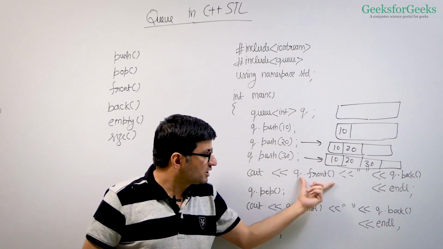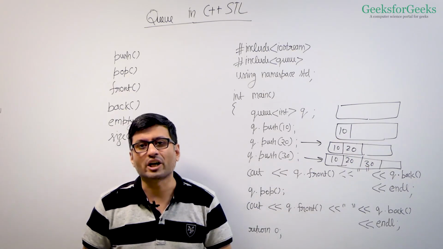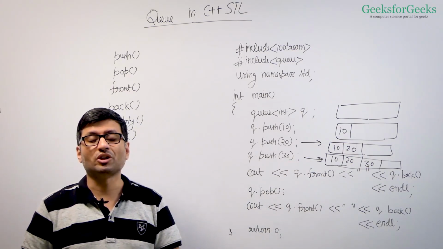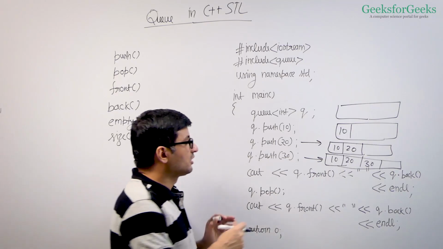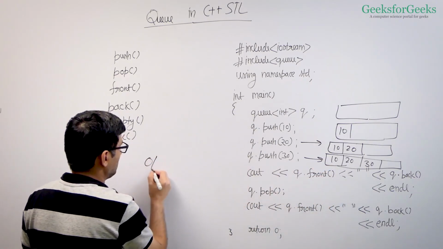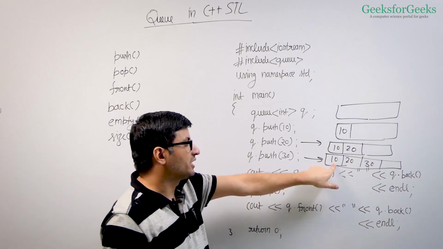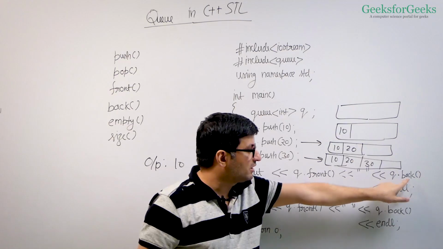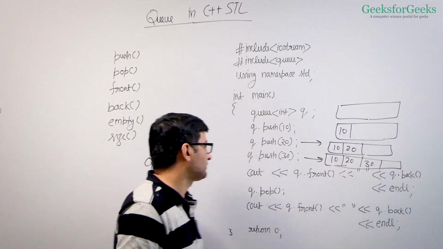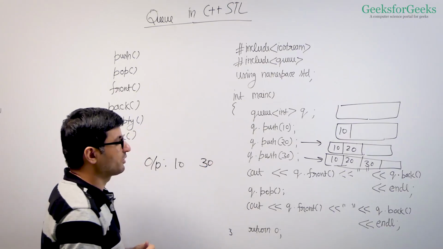There are these functions, front and back. The front function gives you the front item of the queue, the item which is going to be removed first. So what will this front print? It will print 10, because currently 10 is there at the front. What will back print? Back will print 30. So we'll get 10 and 30 as first output.